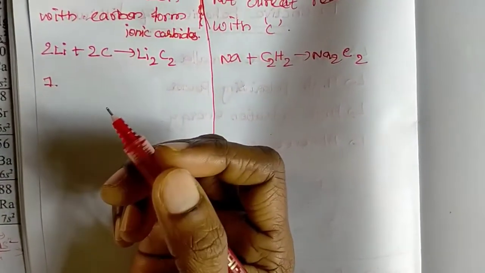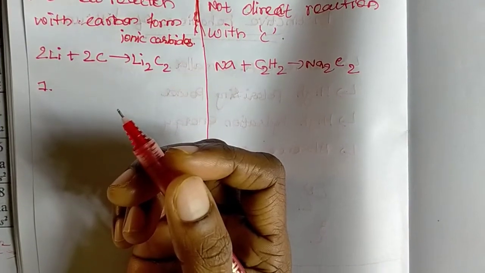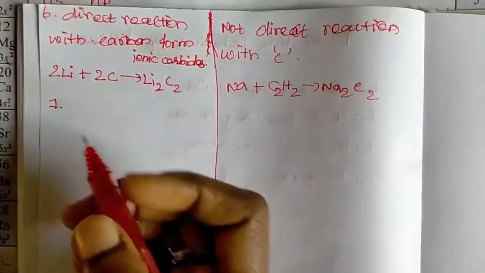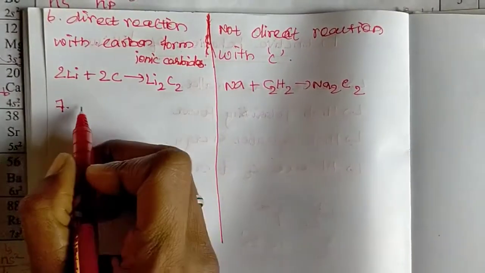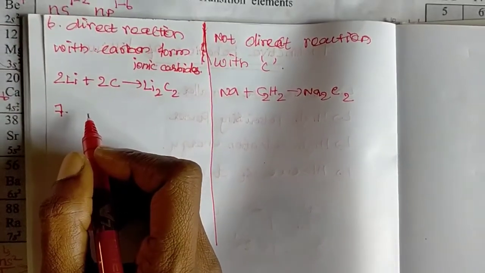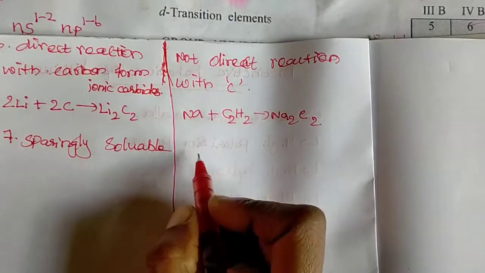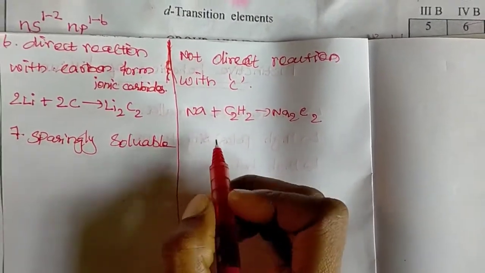Seventh comparison: they are sparingly soluble in water. They are not totally dissolved in water, but sparingly soluble. This one is highly soluble.